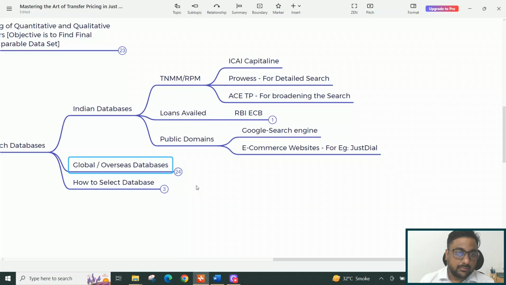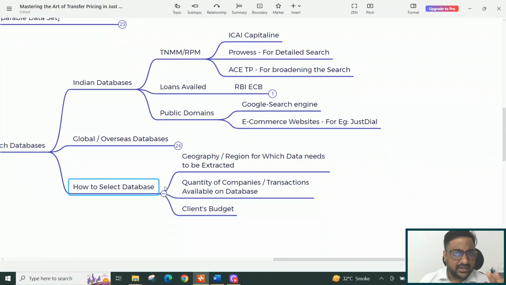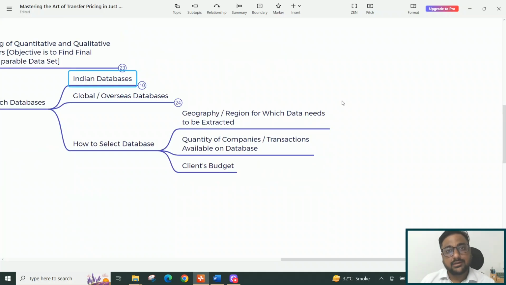Now after this, what I'm going to discuss is how to select the database. Fundamentally, you are now aware of all such databases, but the question is how should you select the appropriate database? First, you need to understand where your tested party is located, that is, in which geography or region the data needs to be extracted. If your tested party is in India and you are applying a TNM method, then go ahead with the Indian database, don't go ahead with the global database. But if your tested party is based out of the US and you are benchmarking a transaction between the US and a Canadian entity or a US and European entity, then you can use these global databases, whichever is applicable in your case.